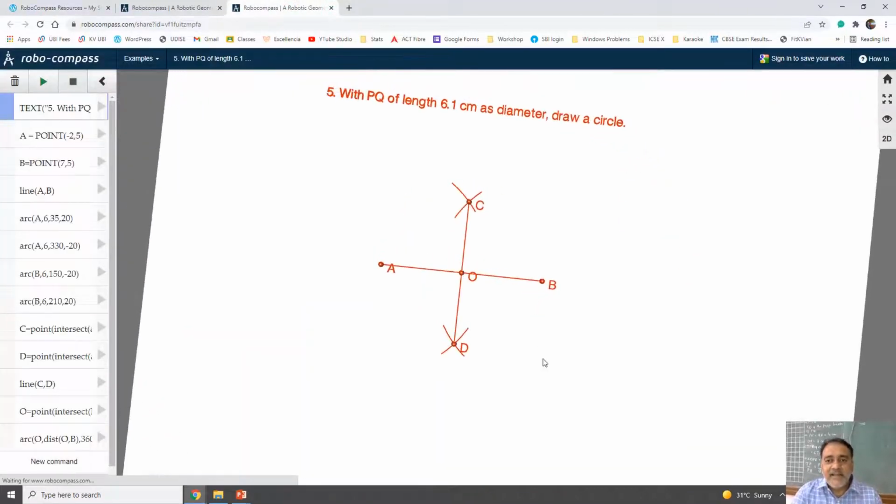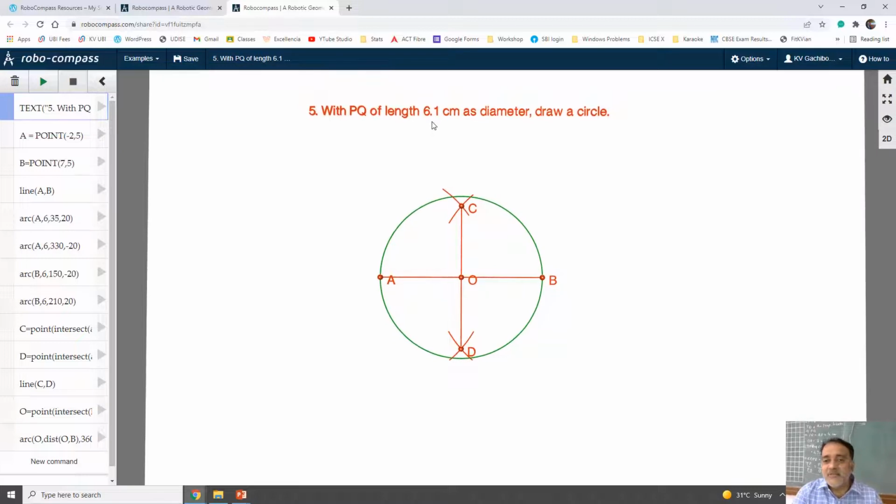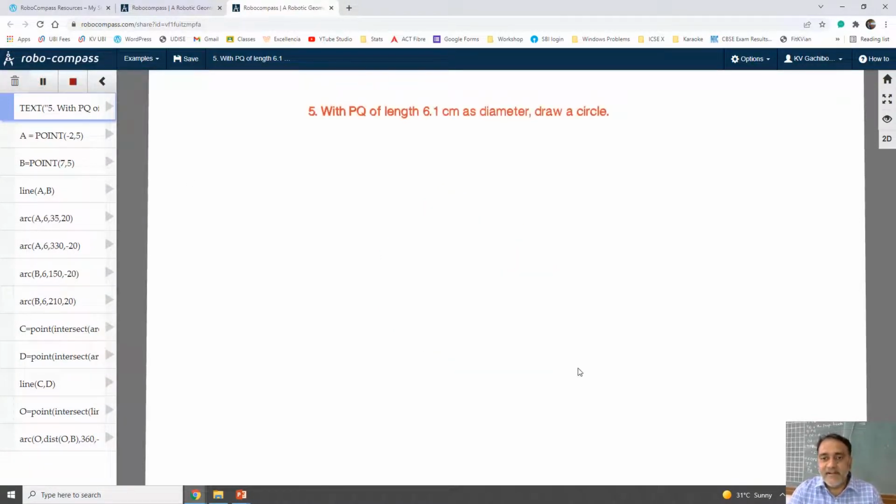So question number 5 है with PQ of length 6.1 centimeter as diameter draw a circle. तो diameter के लिए हम लोग को mid point हमारे पास होना चाहिए. तो हम लोग क्या करेंगे, AB ड्रॉ करके उसका परपेंडिकुलर बाइसेक्टर ड्रॉ करेंगे. ठीक है. फर्स्ट वी विल ड्रॉ अ लाइन सेगमेंट AB डायमीटर.